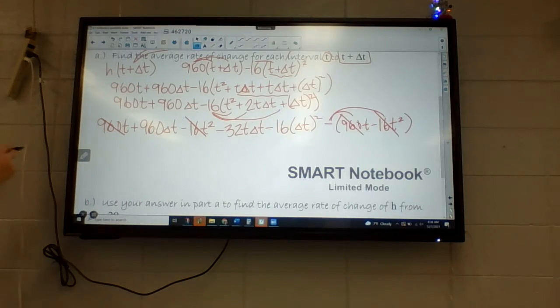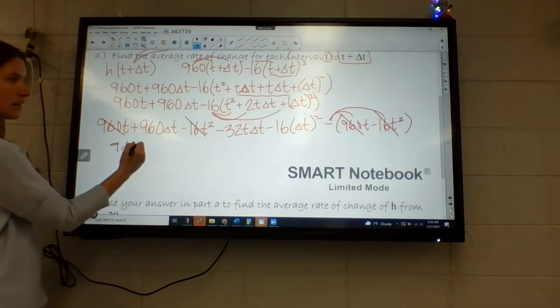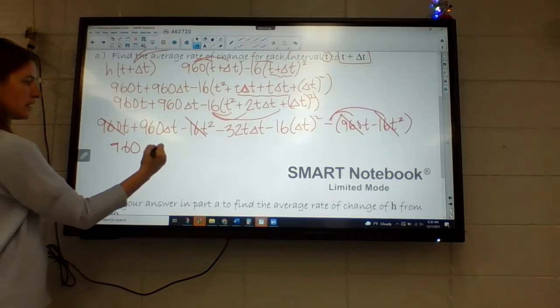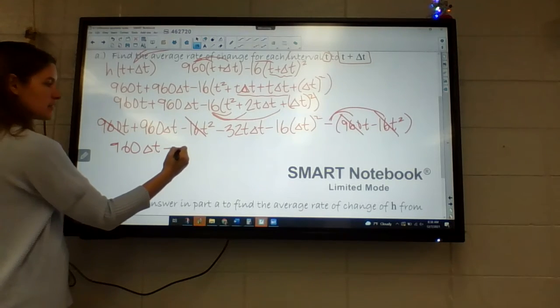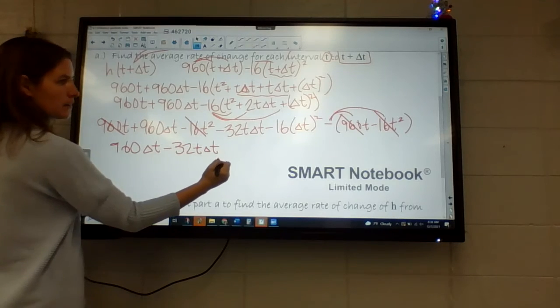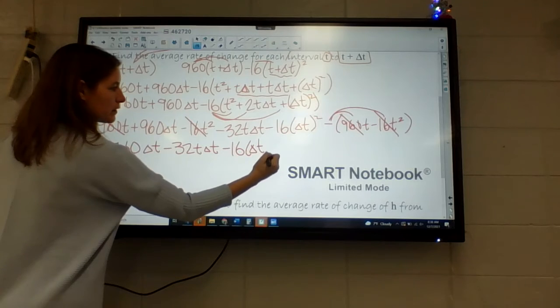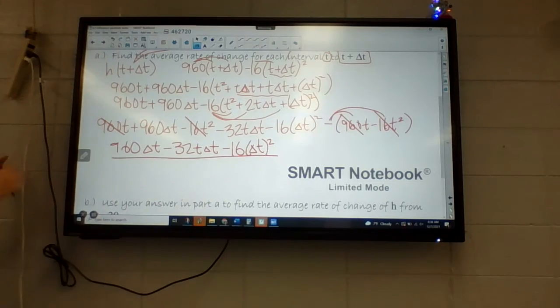All right, so I'm left with 960 delta t minus 32 t delta t minus 16 delta t squared. And we still need to put that over our change in t.